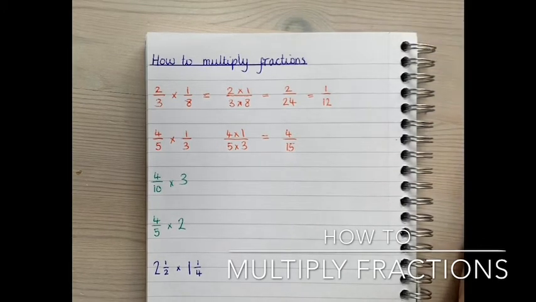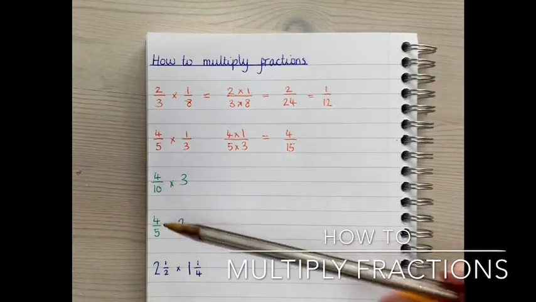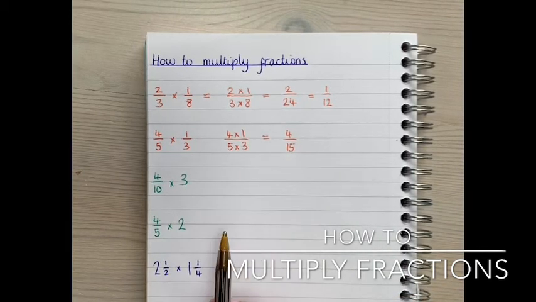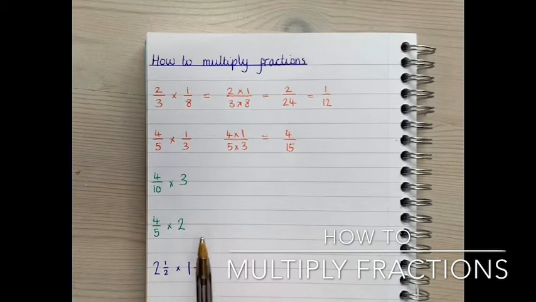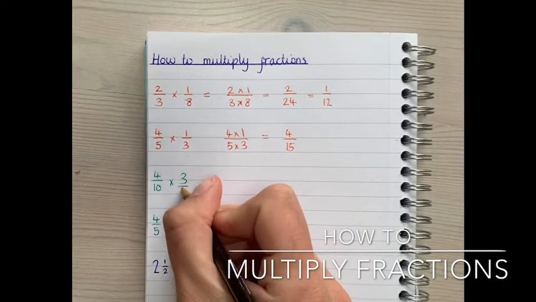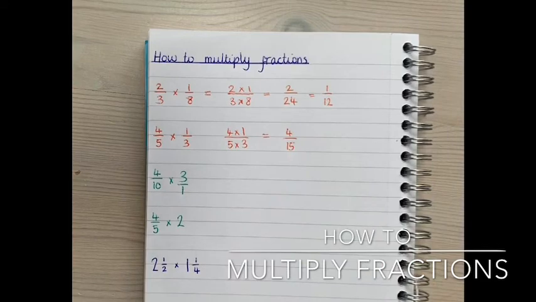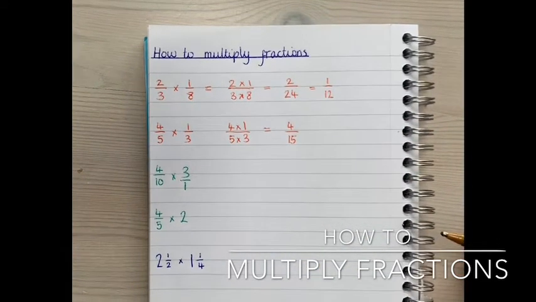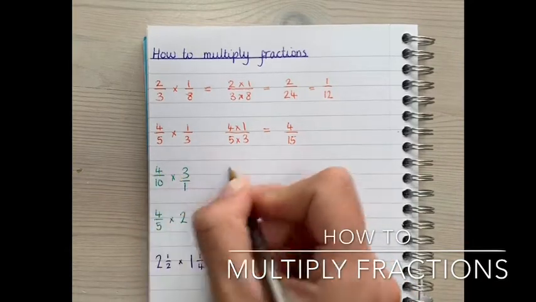Okay, so another question you might get asked is to multiply a fraction by a whole number. In this instance, what you need to do is make the whole number into a fraction by placing it on top of a denominator of 1. And then it's back to doing what we did up here, multiplying the numerators first. So we've got 4 times 3.